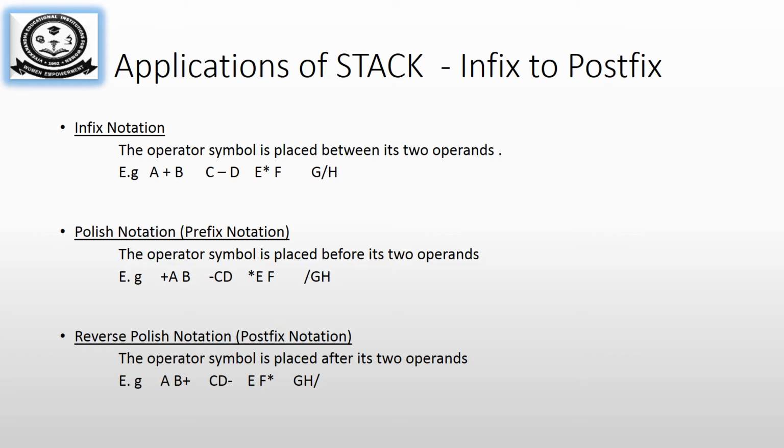And the next notation is prefix notation, which is otherwise called Polish notation. Here the operator symbols are placed before the two operands. For example, if it is a plus b, the prefix notation will be plus ab. And the next notation is postfix notation, which we call reverse Polish notation. So here the operators will be placed after the two operands. If it is a plus b, then it will be given as ab plus.